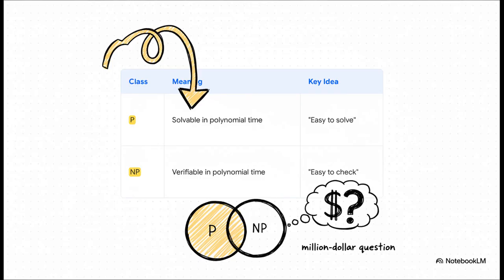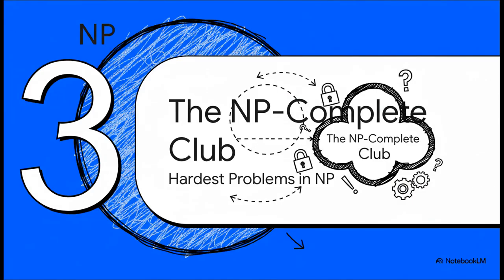Now here's the most crucial part of this whole thing. Every single problem that's in P is also in NP. And that makes total sense, right? I mean, if you can solve a problem quickly, you can definitely check a proposed answer quickly. You just run your fast solution and see if you get the same result. This simple fact that P is a smaller circle inside the bigger circle of NP is the seed of the entire $1 million question.